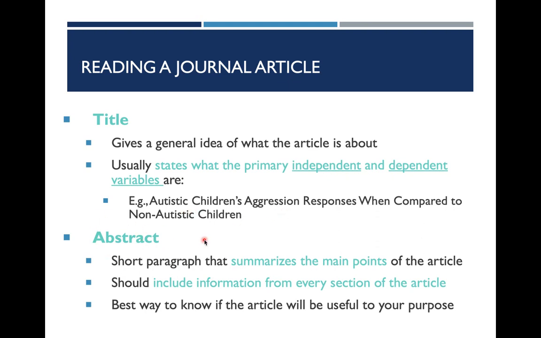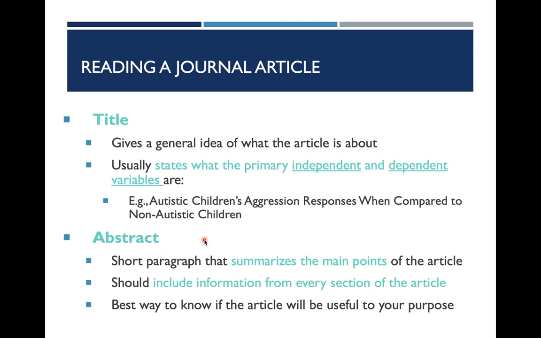The other major thing you're going to see on the title page is called the abstract. An abstract is a short-ish paragraph, usually no more than 5-6 sentences, that summarizes the main points of the entire article. It's going to devote maybe a sentence or two to the introduction, a sentence or two to the methods, a sentence or two to the results, a sentence or two to the discussion section.